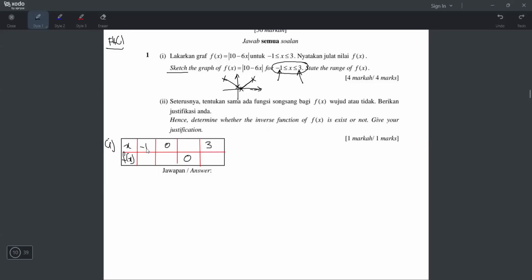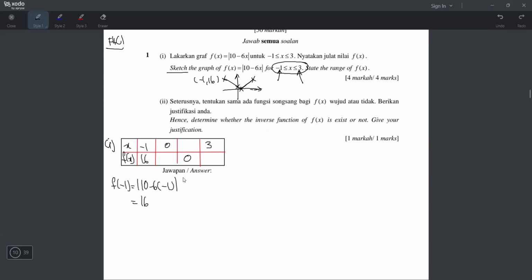Okay, so -1, I substitute it in here. So it becomes f(-1) = |10 - 6(-1)|, like this. I just replace the x with -1. Okay, 10 plus 6 is 16. Modulus 16 is 16 also. So this is your first point. It means later this point is (-1, 16). Okay, then what about when x is 0?